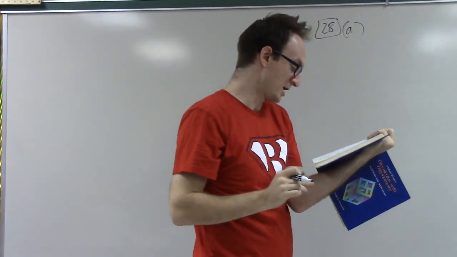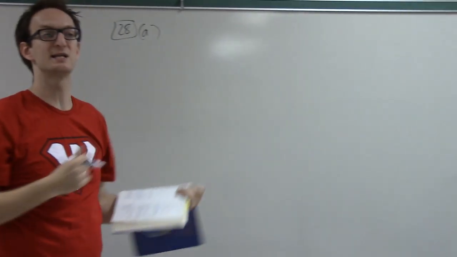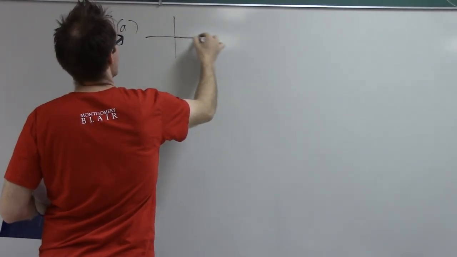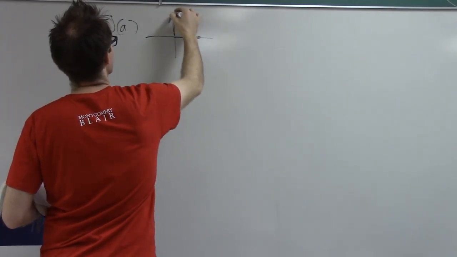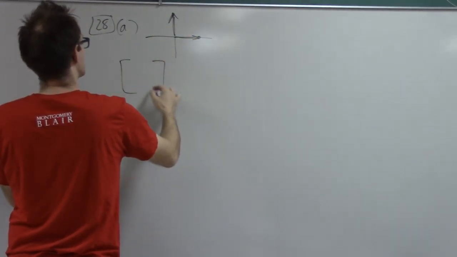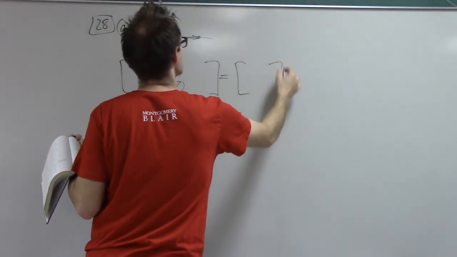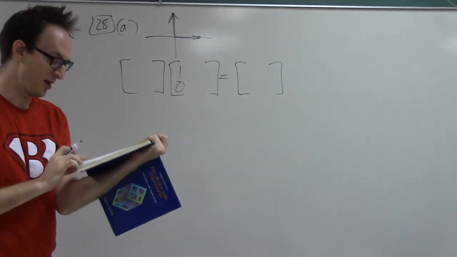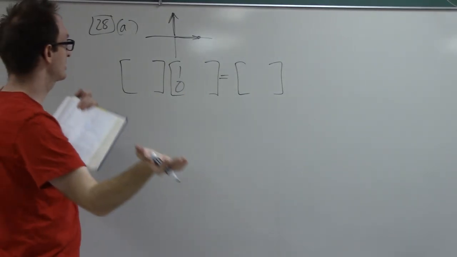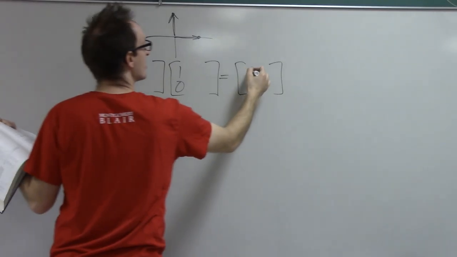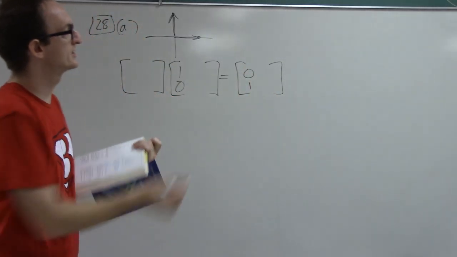28A says we need to rotate 90 degrees counterclockwise. Here's my thought process. I have my original vectors and my mystery matrix. I need to see what this matrix does to 1, 0 and to 0, 1. If we're rotating 90 degrees counterclockwise, then 1, 0 is going to end up at 0, 1. Oh, this is the one we just did.